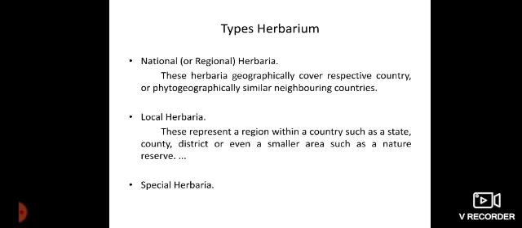So, types of herbaria. The types of herbaria are local, regional, or national. In case of local herbaria, these represent a region within the country, such as a state, district, or even a smaller area such as a nature reserve forest. And regional or national herbaria geographically cover the respective country or phytogeographically similar neighboring countries.